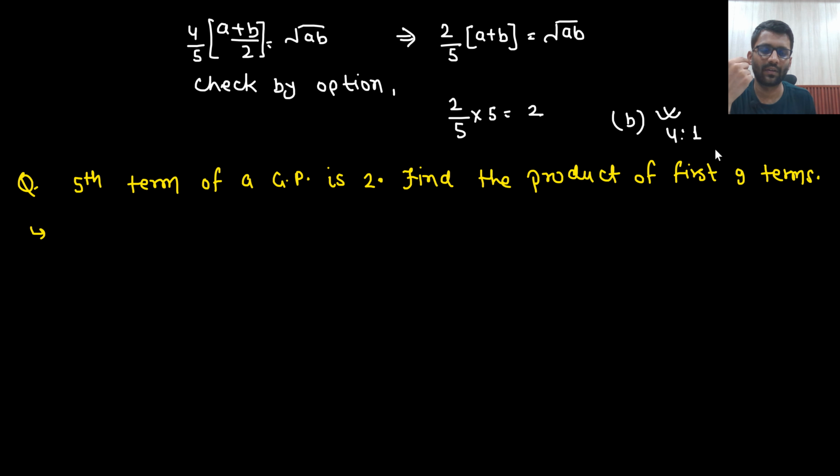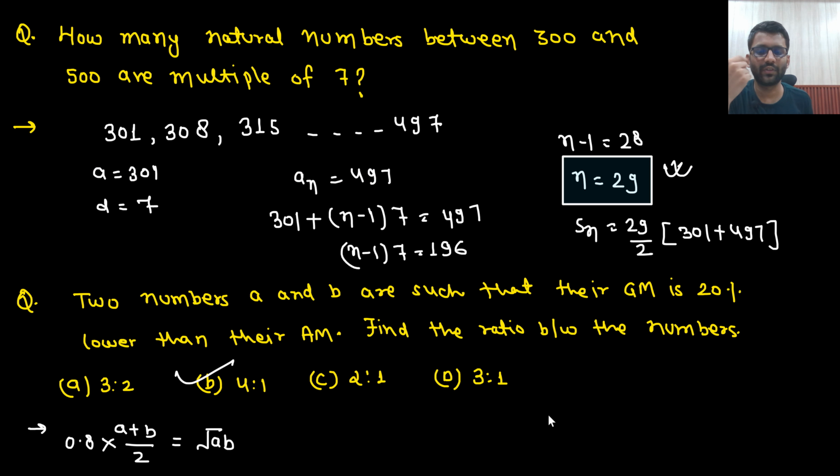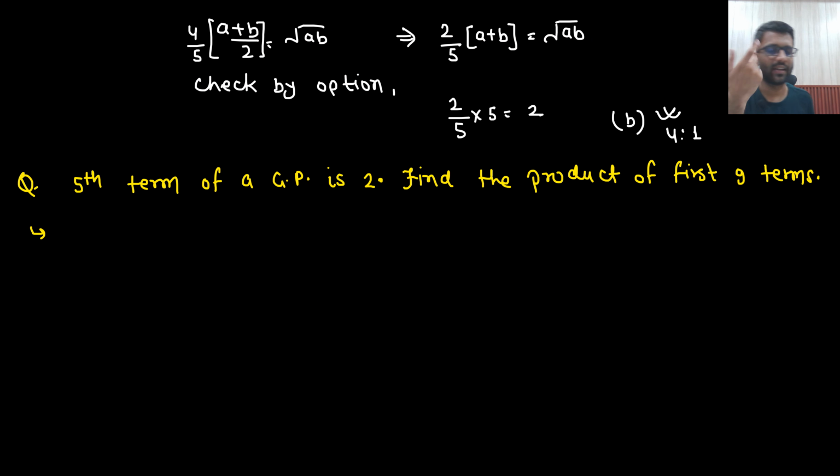4:1. In these kinds of questions, we need to see the options as well. In aptitude, options will always be given. Fifth term of a GP is 2. Find the product of first 9 terms. Fifth term means A r to the power 4 is 2.